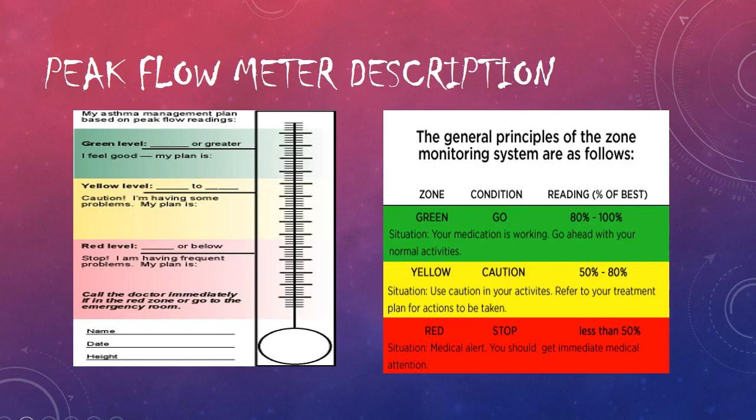So this is the picture of a peak flow meter. A person who is asthmatic, the nurse is going to teach them, not in the hospital, but in an outpatient setting. So somebody that's going to their primary care provider.